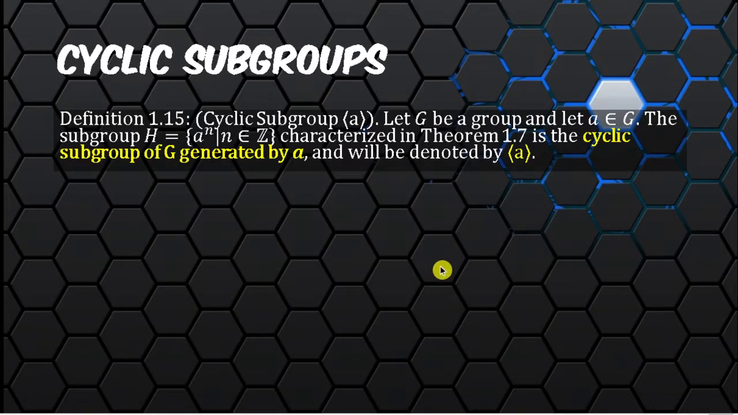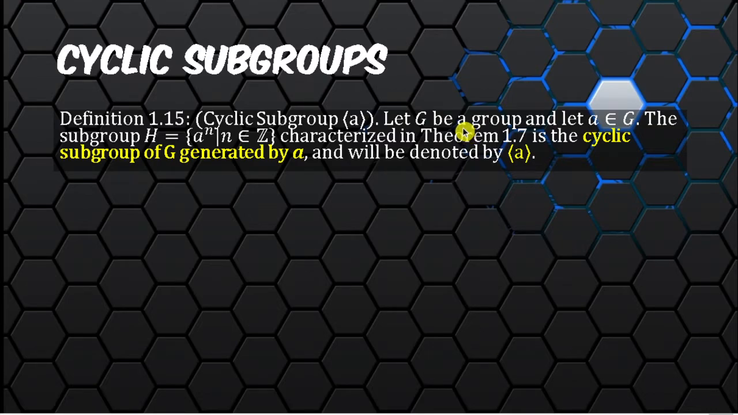Definition, we have here definition 1.15, definition of a cyclic group. You've already seen this notation. This is how we named our subgroups a while back. Parang yung enclosure na yan, that is our symbol for a subgroup generated from a group. And A is the generating element. But anyway, let's read the entire definition here.